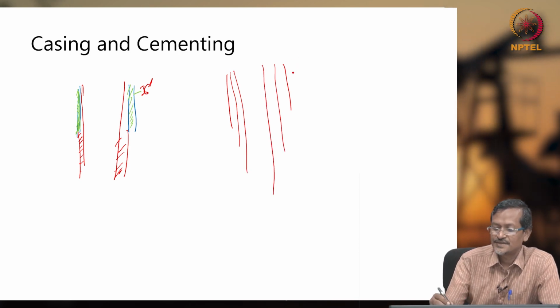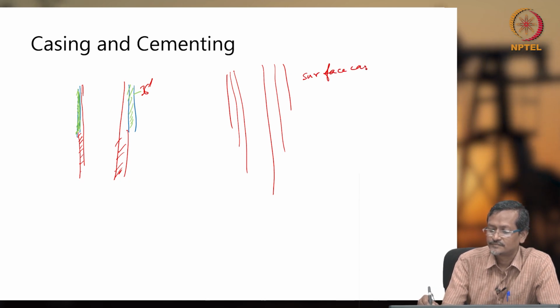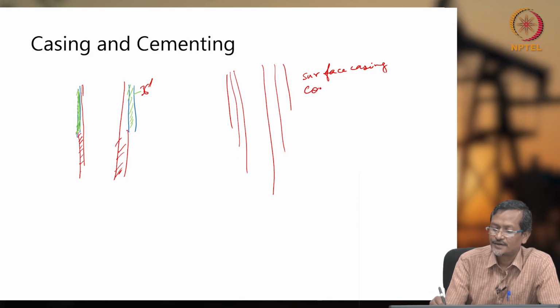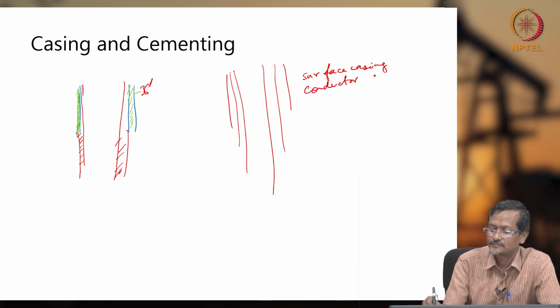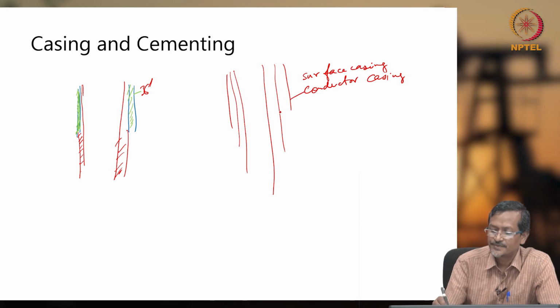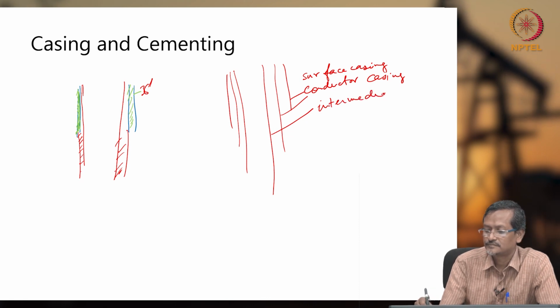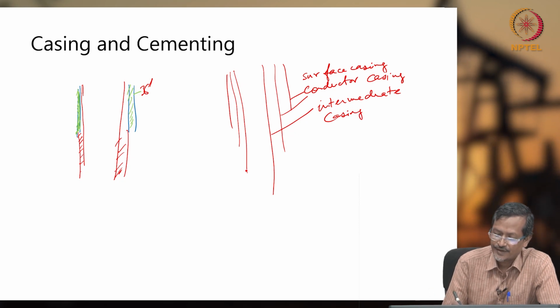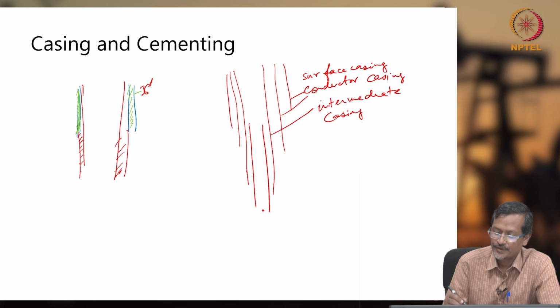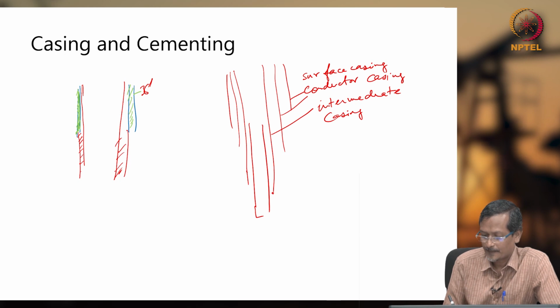Okay, so the surface casing will be there, conductor casing, okay, surface casing, conductor casing, then there will be intermediate casing, and maybe another intermediate casing. Then there will finally be production casing. Okay, so every time you have to cement, and finally you are getting production casing.